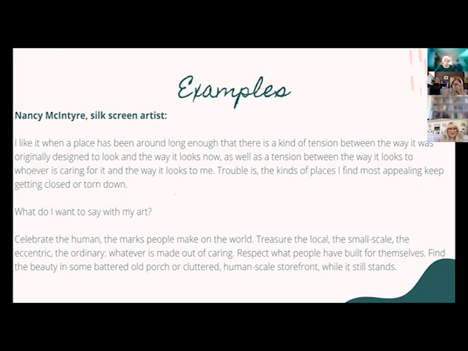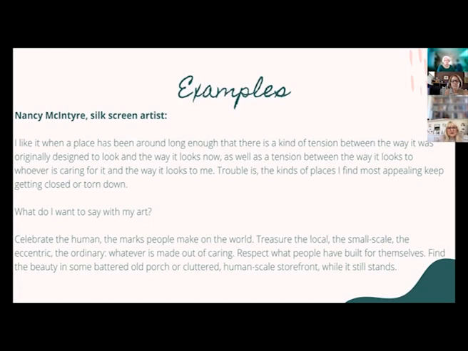This one's really conversational. You know, what am I trying to say with my art? You know, I like it when a place has been around long enough that there is a kind of tension between the way it was originally designed to look and the way it looks now, as well as the tension between the way it looks to whoever is caring for it and the way it looks to me. Now, to me, that's a little bit wordy, but I like the ideas in it.